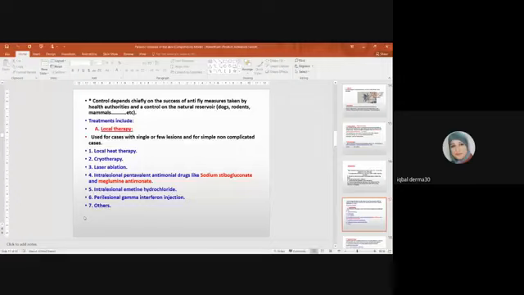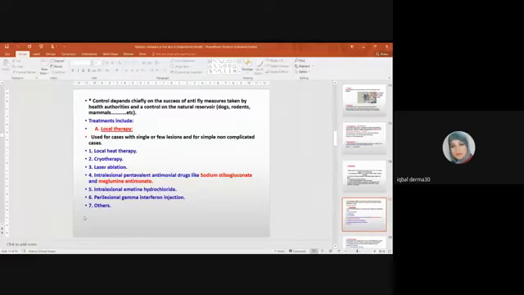Single, few, simple, non-complicated. What are the maneuvers? Either local heat therapy, cryotherapy, laser ablation, or intralesional pentostam, intralesional emetine, and perilesional gamma interferon, and others. What are the others? Sometimes zinc sulfate, and sometimes infrared. Heat therapy aims to destroy the parasite and to induce healing of ulceration.